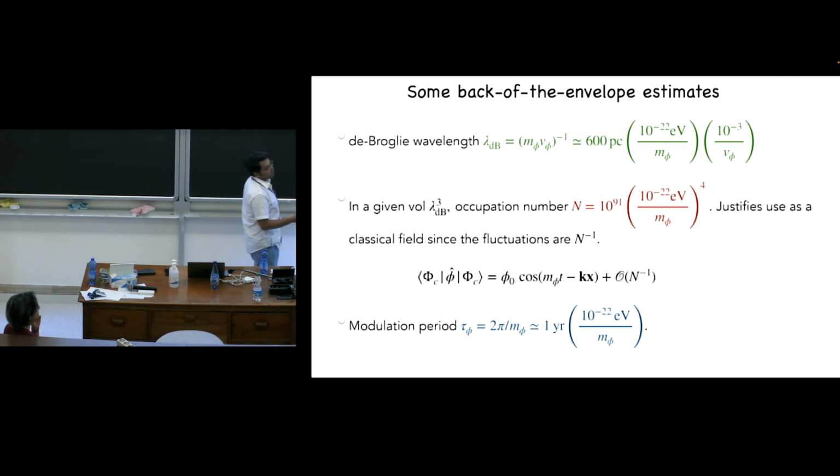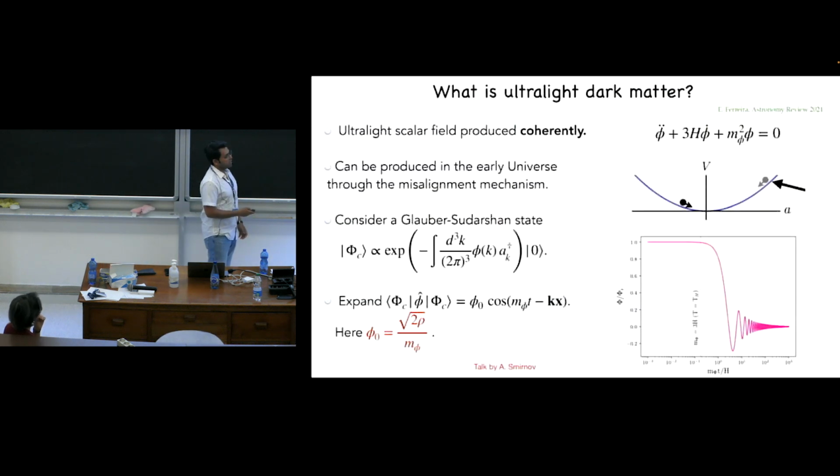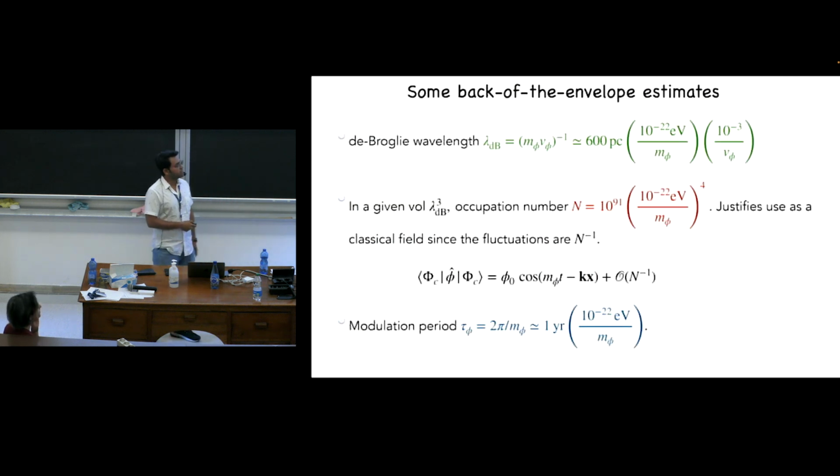So for a mass of around 10^-22 eV, in a given volume, this number can be as large as 10^90. This is why one can actually use a classical approximation, because the fluctuations are usually given by inverse powers of n, and this is almost negligible once this number is very large. This field, of course, has a modulation period which is given by this, and rough numbers are like, for values of 10^-22 eV, the modulation period is around 1 year. Since we are dealing with dark matter, one can drop this part out here, because dark matter is mostly non-relativistic, and then treat this field just as some cosine variation with some amplitude. And this is what we are going to take as our starting point.